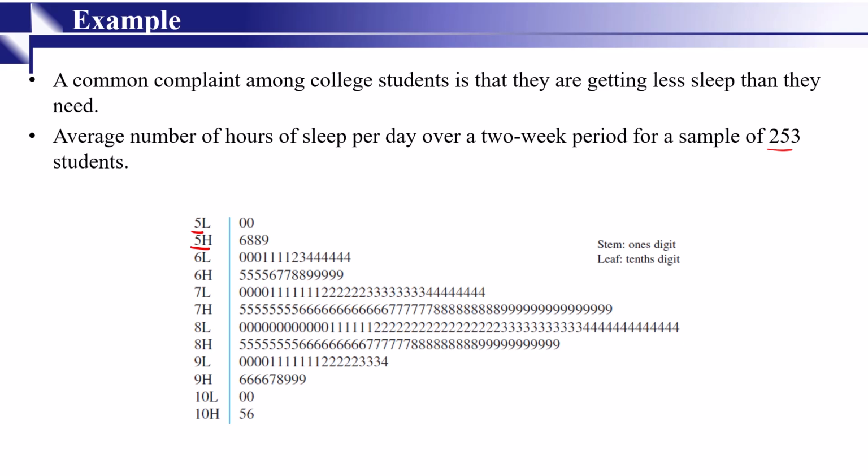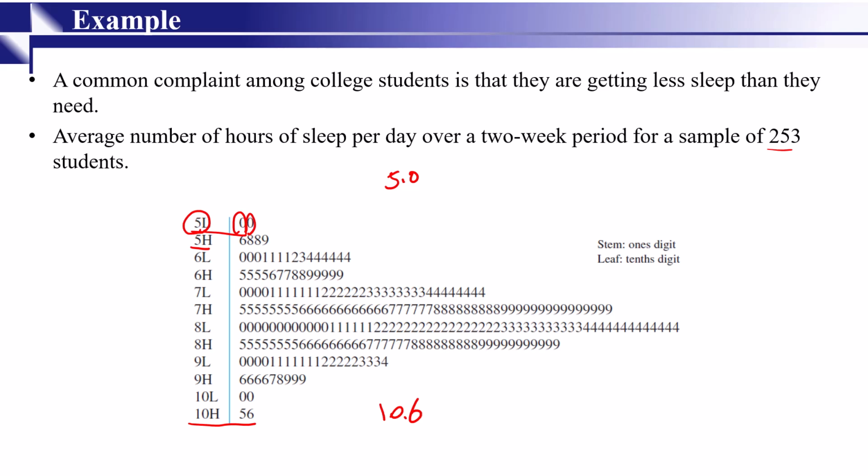The first observation in the top row of the display is 5 hours. This corresponds to stem 5 and leaf 0. So this is the stem and these are the leaves that we have here. And the last one is 10.5 and 10.6. So the minimum value is 5.0 and the maximum value is 10.6.